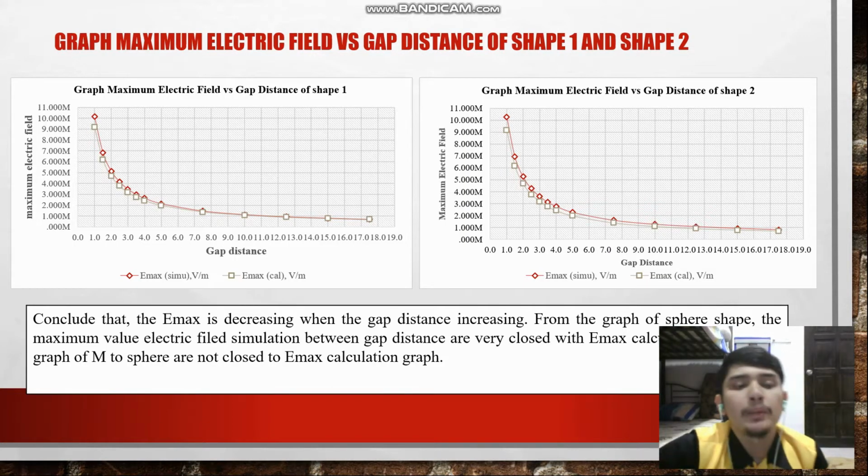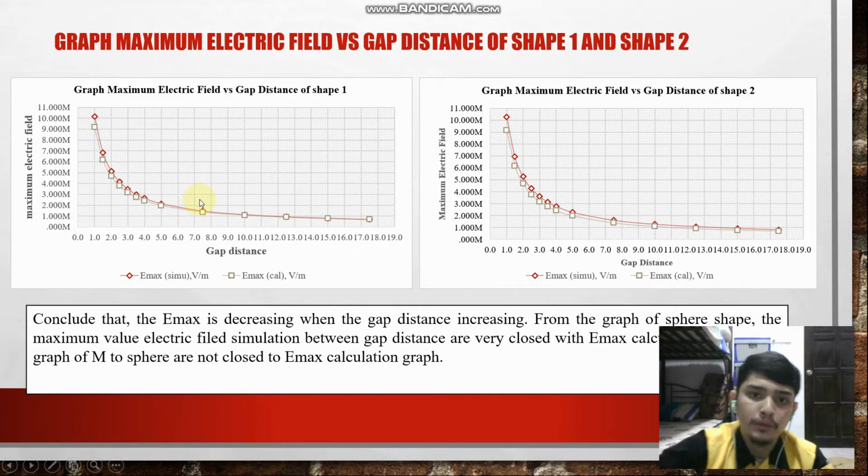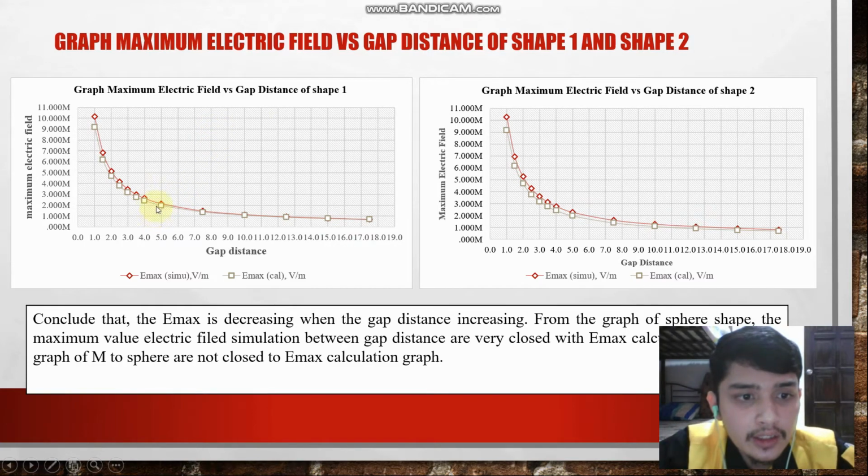Here is the graph of maximum electric field versus gap distance for shape number 1 and number 2. From these two graphs, I can conclude that E is decreasing when the gap distance is increasing. For the sphere-to-sphere graph of shape number 1, the red one is E simulation and the gray one is E calculation. They are quite close to each other. But for shape number 2, they are not very close, for the electric field simulation and electric field calculation, up to here.